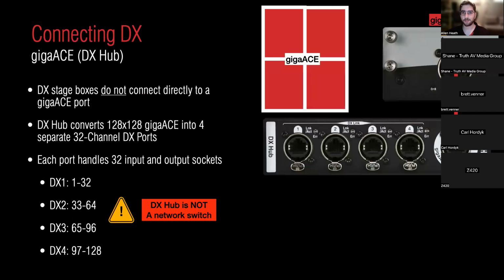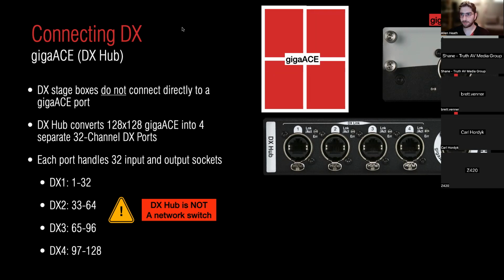So now let's look at a DX hub. This is one of those options. The way I like to think about a DX hub is a GigaAce to DX converter. You can't connect a DX stage box directly to a GigaAce port. It just won't work that way. So when you add an intermediate DX hub, you'll notice that a DX hub here has a GigaAce input and output, and this connects back to a GigaAce card on, say, a D-Live or an Avantis console. And then that gives you 4 separate 32-channel DX ports.